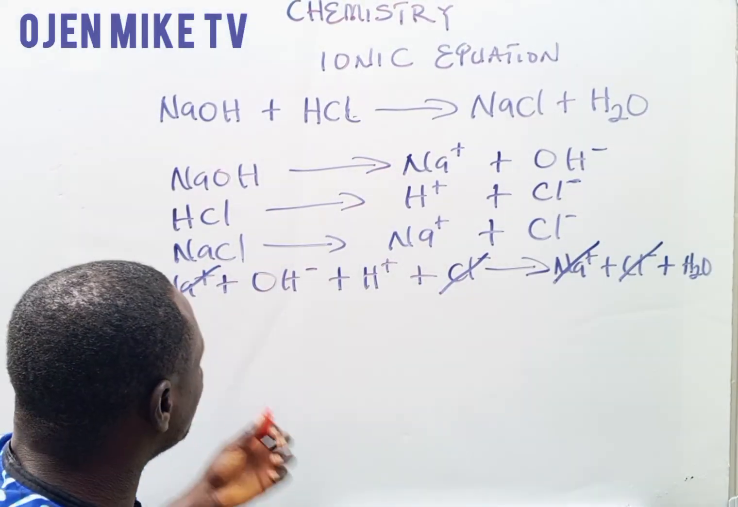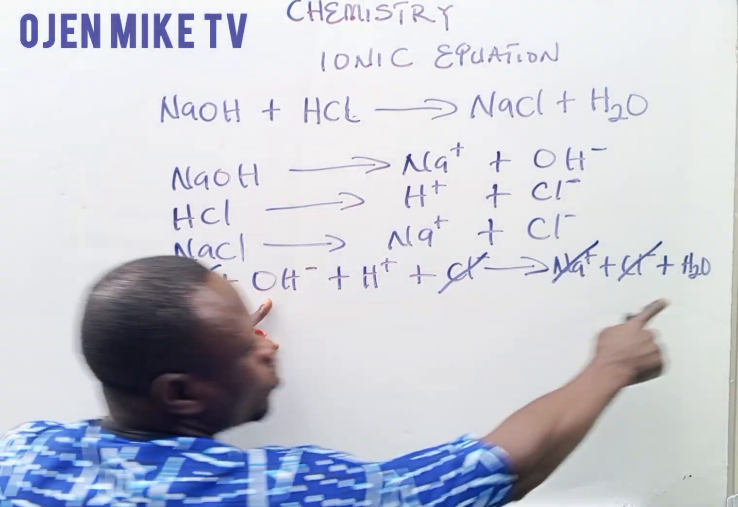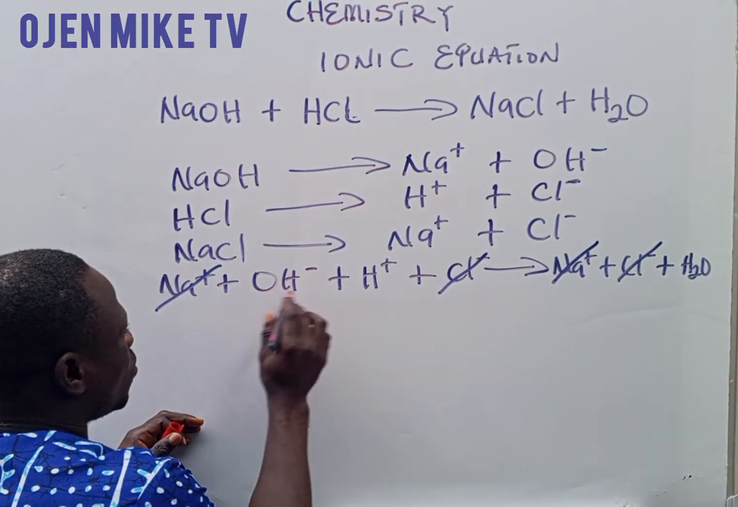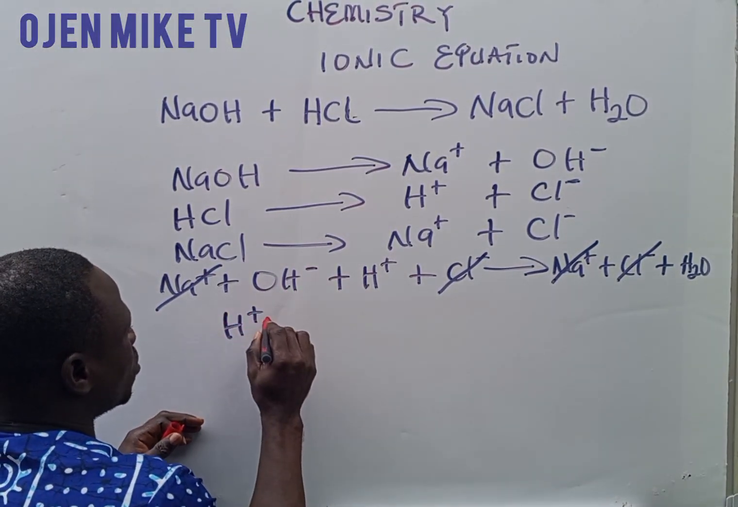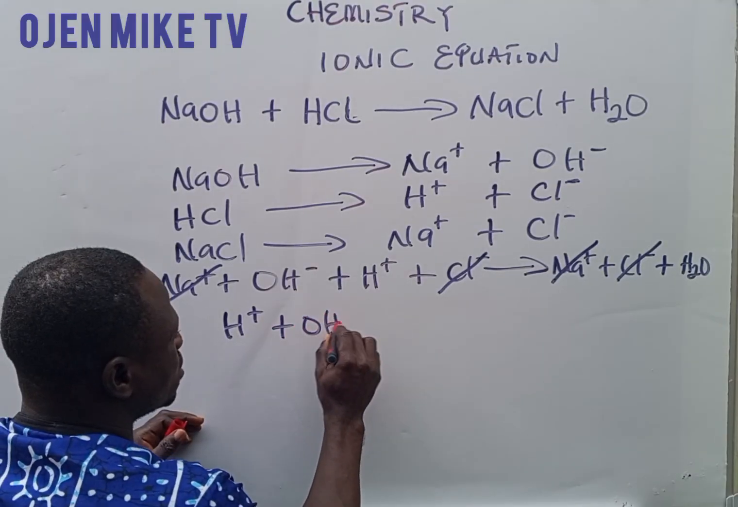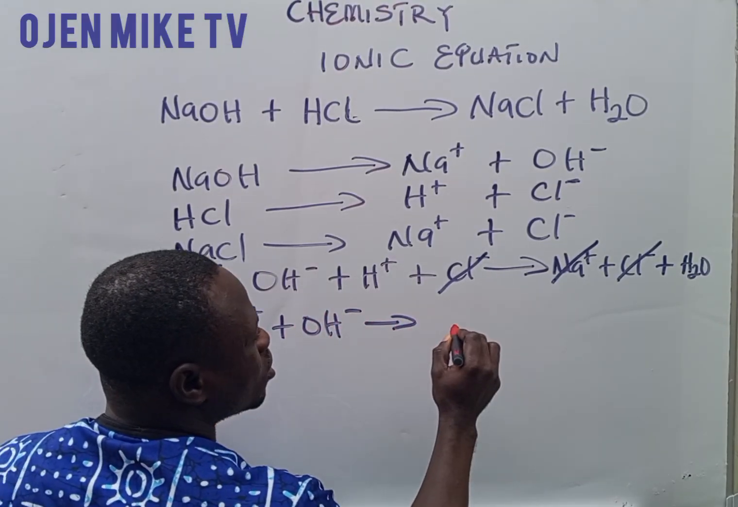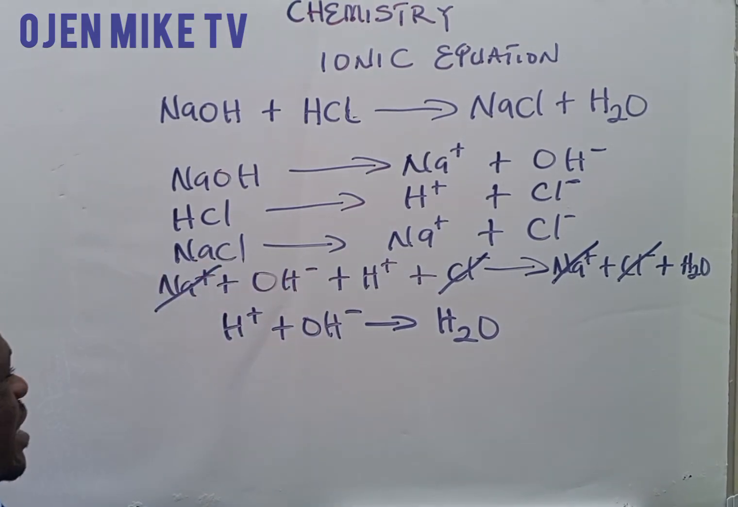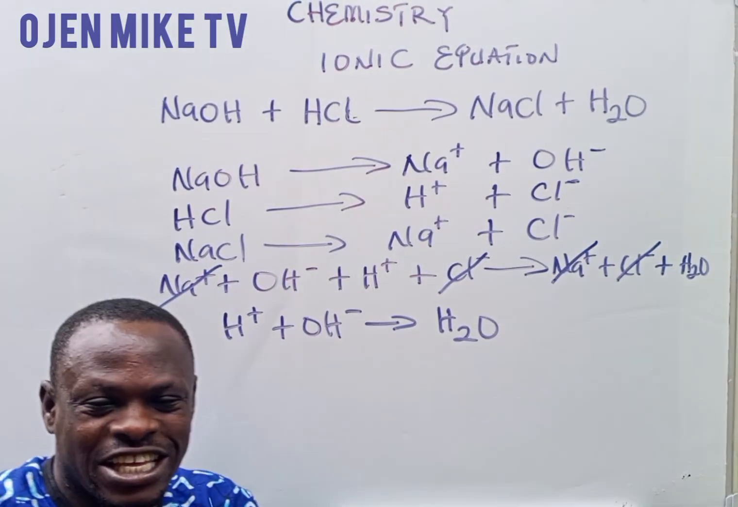So which one is left? Hydroxide here, and there is no hydroxide on the other side. So the ones that are left are H, you write H first, plus OH- will give you H2O. So now this is our ionic equation.